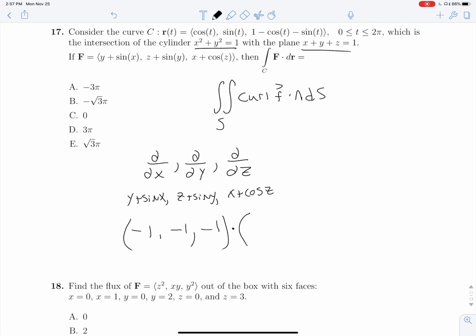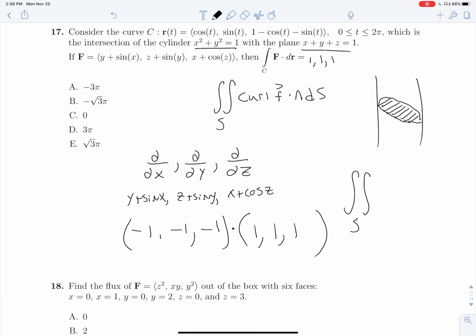Now we need to dot it with our normal vector. Well, looking at our surface here, it's just a plane intersecting a cylinder. So the normal vector is going to be whatever the normal vector of that plane is, which in our case is just 1, 1, 1. So sticking in 1, 1, 1, this dot product is going to be -3.